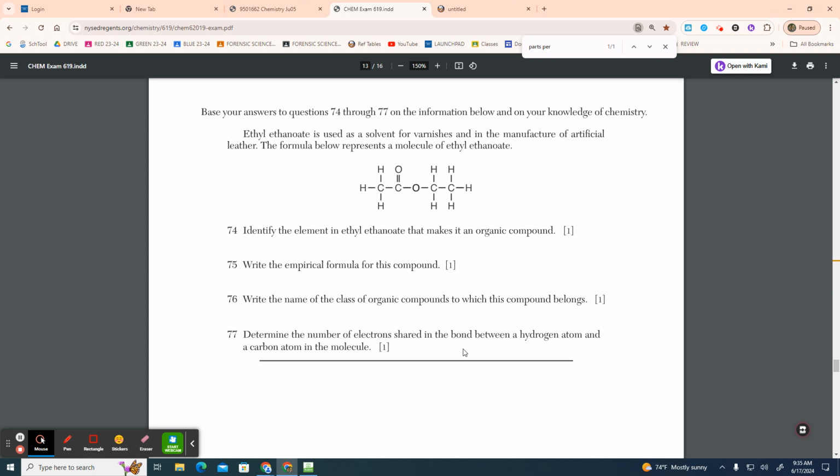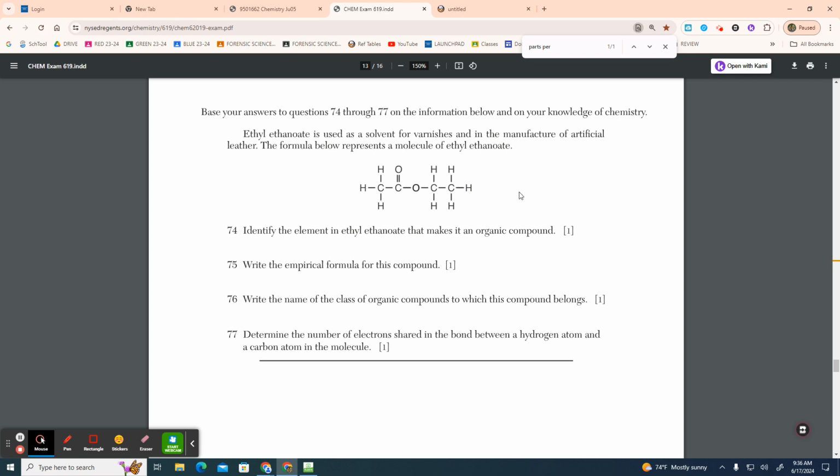Okay, 75. Go for a long walk. Take the long road. We want to write the empirical formula. First, before we write the empirical formula, we want to write the molecular formula, because the empirical formula is the lowest whole number ratio.